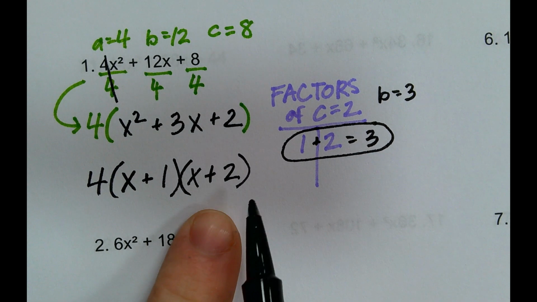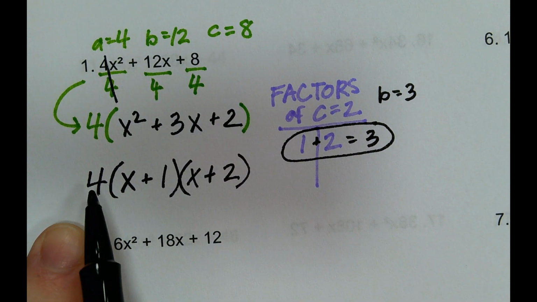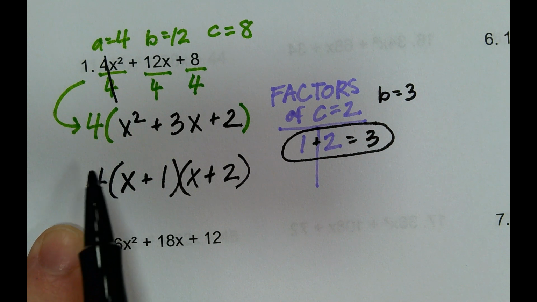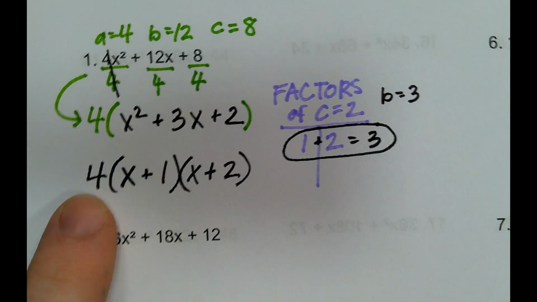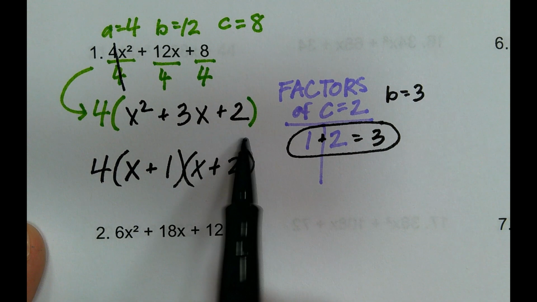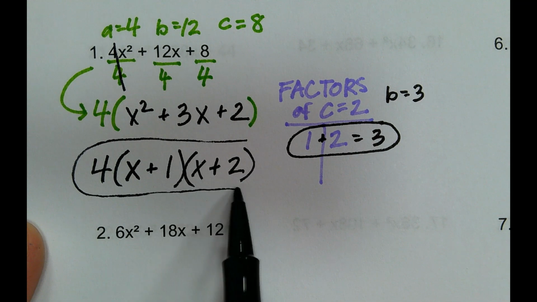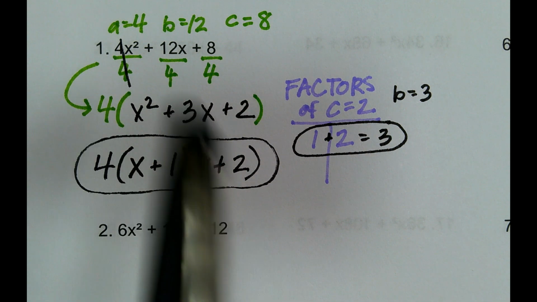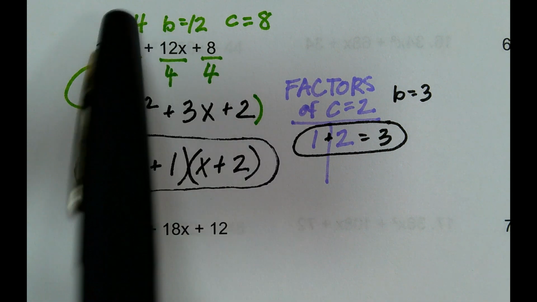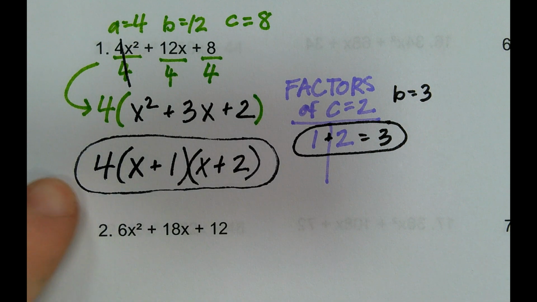Now the only difference here is you must not forget to keep your GCF, that greatest common factor, on the outside. It's 4. That's what we took out at the beginning. That's your answer. That's the only difference: the first step is to find the number that you can divide all of your terms by, and put it on the outside of your parentheses.